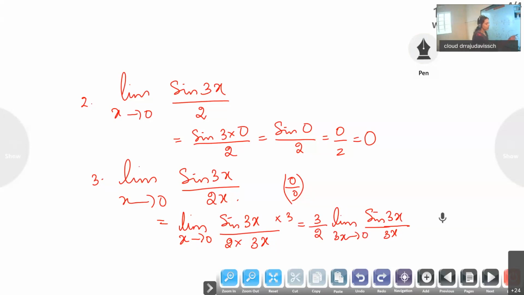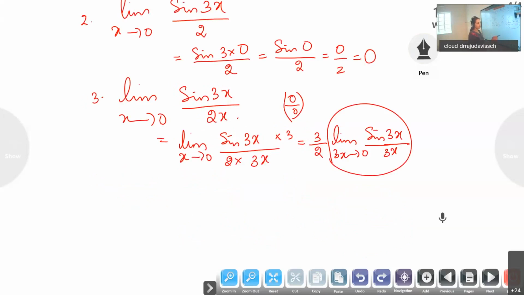Now what is the answer of this one? Limit theta tending to 0. We can use the formula there: limit theta tending to 0 sine theta by theta is 1. So the answer is 3 by 2 into 1, which is 3 by 2.